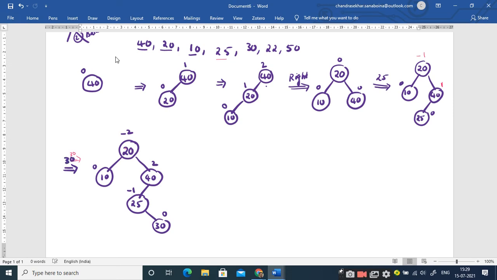Here is the important point I am going to tell. After inserting 30, I found that two elements are imbalanced. What are those two elements? 20 and 40, sir. Now you will be in a confused state whether I have to balance it at 40 or at 20. Both are imbalanced, right? At the starting point of our discussion itself, I told that the balance factors can be violated at more than one node. This is the case I want to discuss.